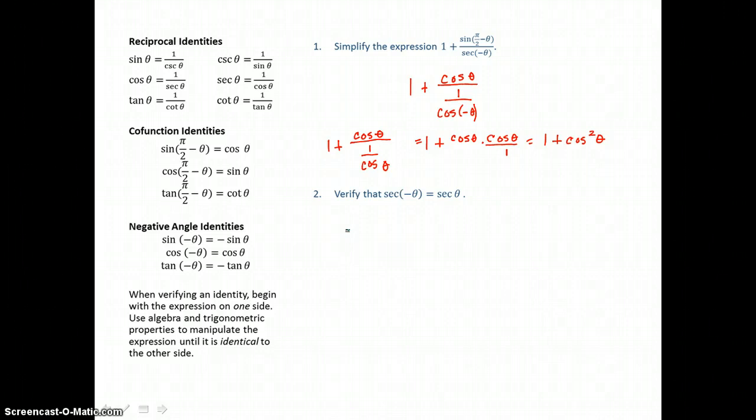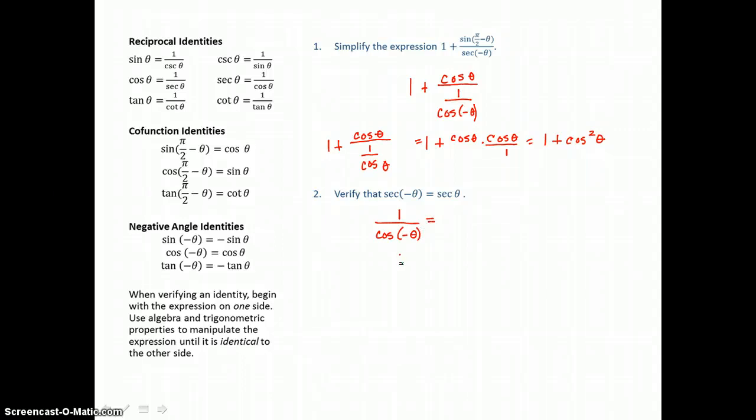Okay, in problem 2, we want to verify or prove that this equation is an identity. And to do that, we can only change one side of the equation and show that it does simplify to the other side. So I'm going to choose to change the left-hand side here. Again, I have the secant of a negative angle, so I'm going to use the reciprocal identity. The reciprocal of the secant is the cosine. So I'm going to write it as 1 over the cosine of negative theta.